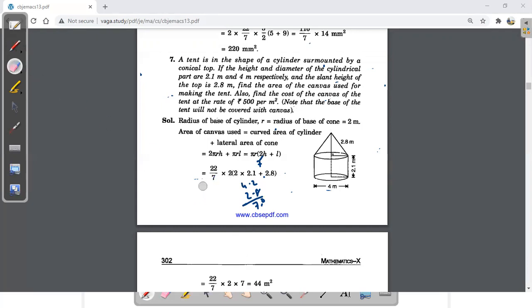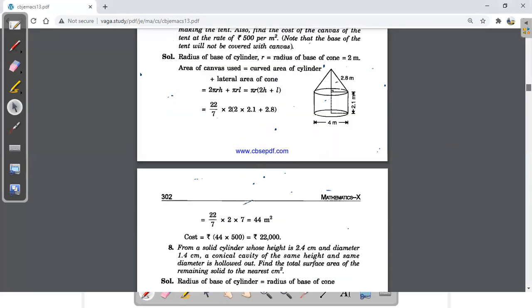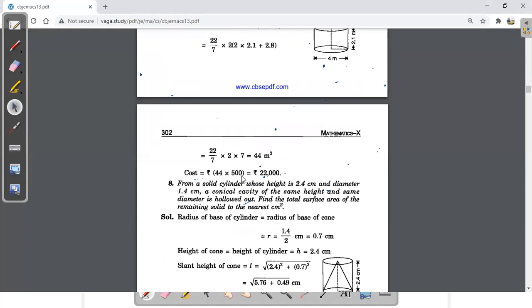Now once you get the area as 44, the cost is area into rate. So what will I do? I will multiply the area obtained with 500. So I'm going to get the cost as 22,000 rupees.